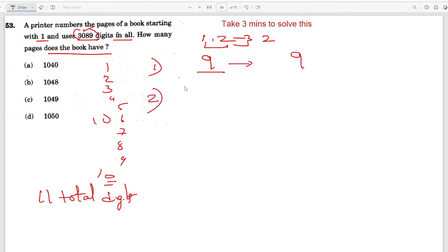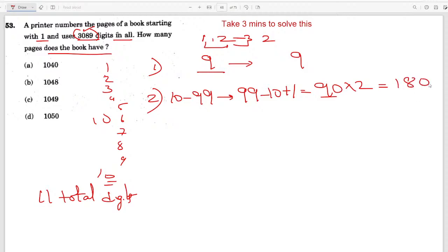And for 2-digit numbers, that is from 10 to 99, first we have to calculate how many 2-digit numbers there are. 99 minus 10 plus 1. We had covered a similar problem like this yesterday. This would be 89 plus 1, 90. Since there are 2 digits here, the total number of digits will be 90 numbers into 2 digits. The total is 180 digits.